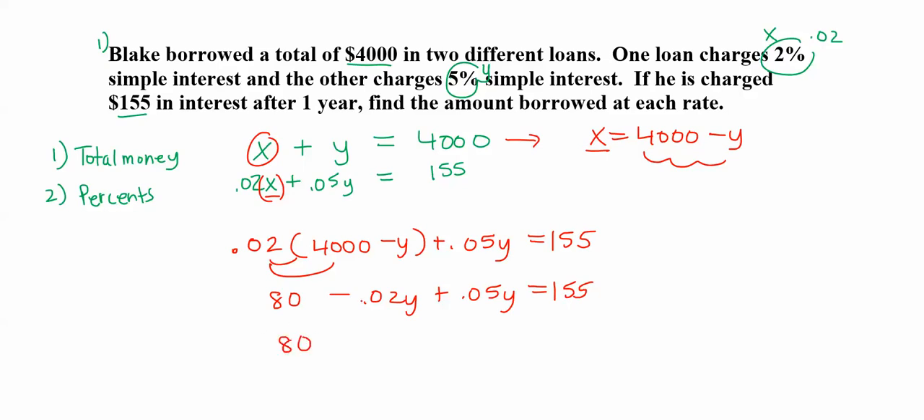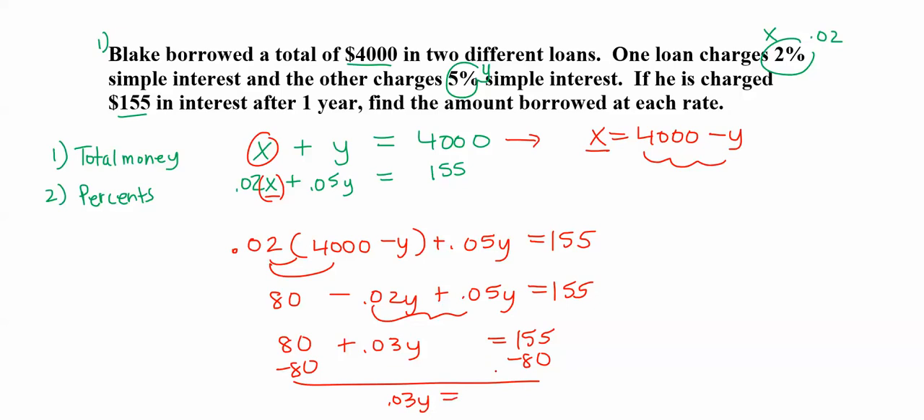So then we have 80 and negative 0.02y plus 0.05y. We're going to add those coefficients, and that equals positive 0.03y equals 155. Subtract 80 from both sides. 0.03y equals 155 minus 80, which is 75. And so y equals 75 divided by 0.03, which is 2,500. So we were loaned $2,500 at the 5% simple interest.